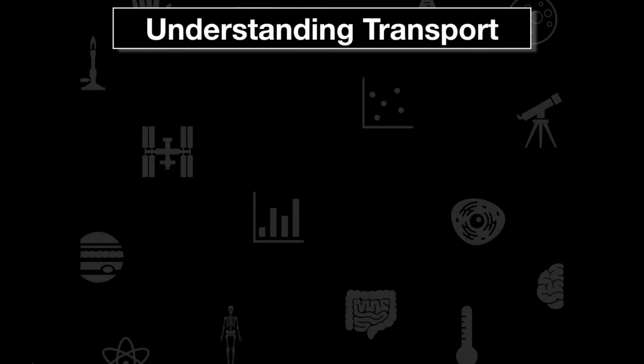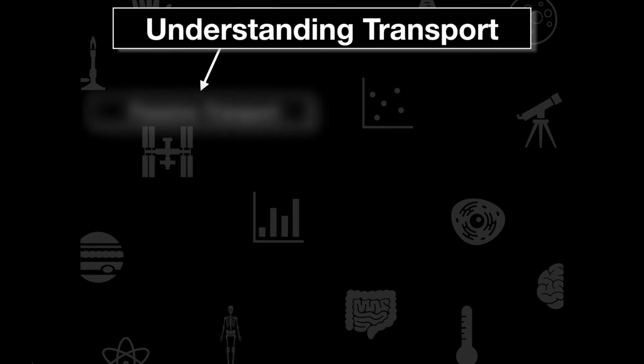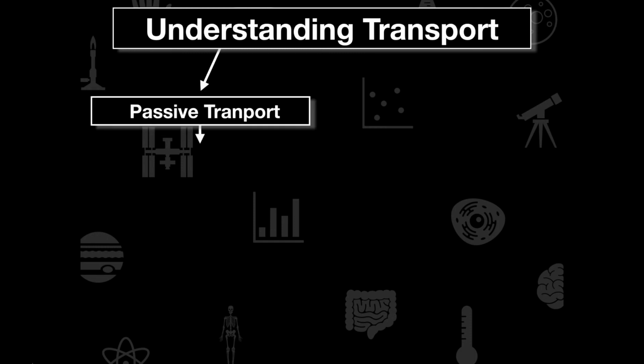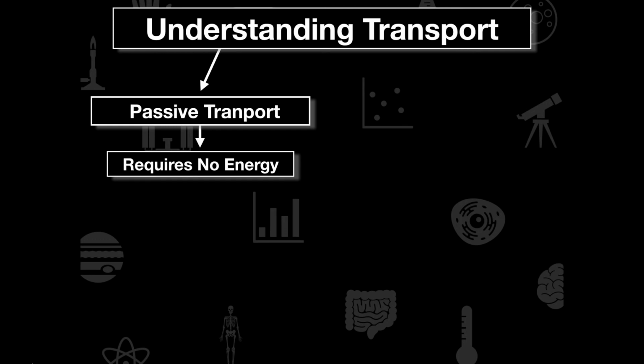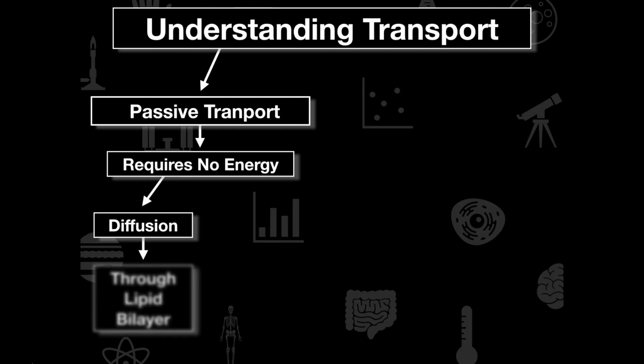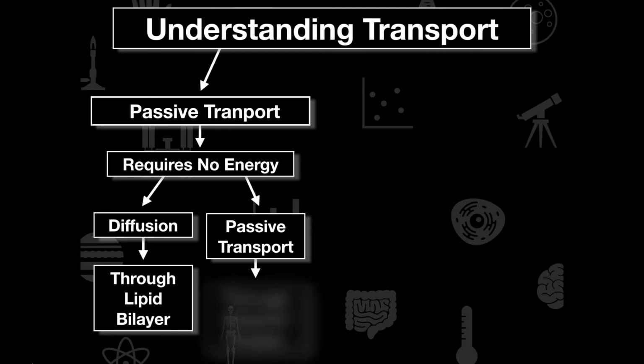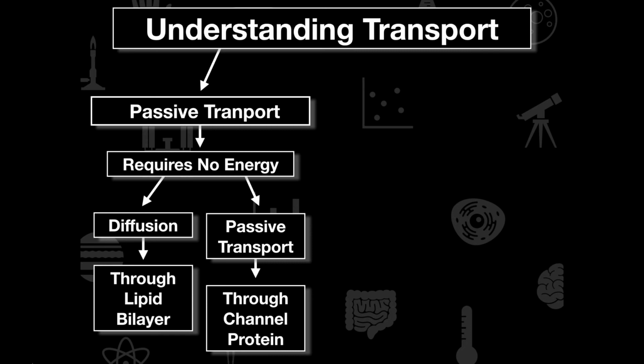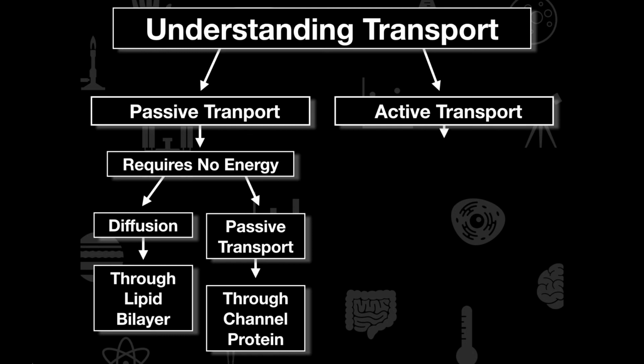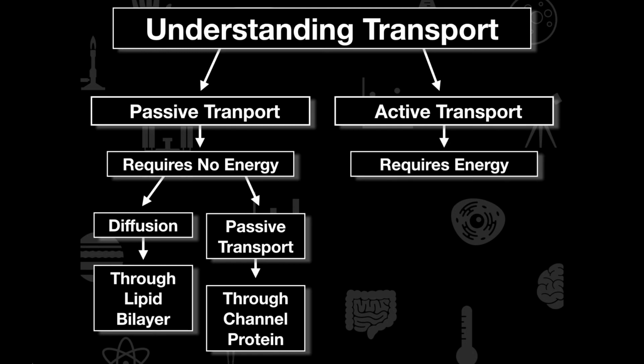So if we're trying to understand all of this, let's look at a concept map to better understand where we are. When we're thinking about this, we have passive transport, and passive transport does not require energy. There are different types of passive transport. We have diffusion, which is just going to be across the lipid bilayer. And then we also have facilitated diffusion, or facilitated transport, and in this one we're using proteins to get those molecules across. But remember, they're going with the concentration gradient. Now, active transport, we're going against the concentration gradient, so therefore this is going to require energy.